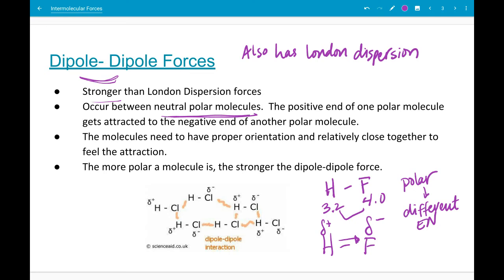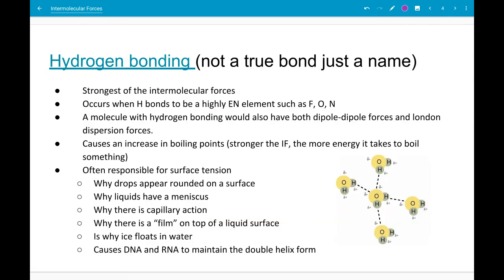Now, because we have these partial charges, they're going to get attracted here. So that's what these lines are, showing this partial attraction between that hydrogen and the chlorine. Now, the more polar something is, so the greater your change of electronegativity values, the stronger that force is. Then we have our strongest force, which is hydrogen bonding.